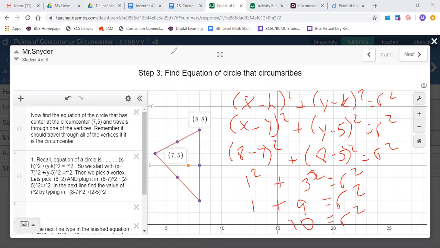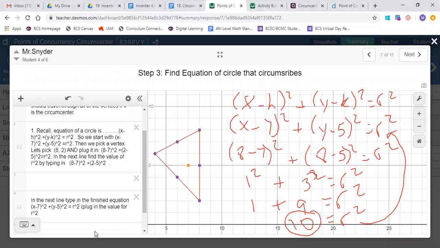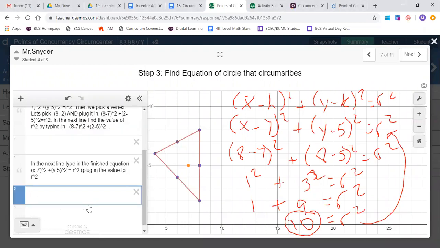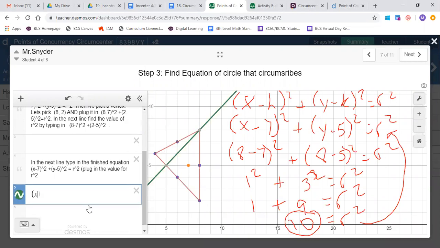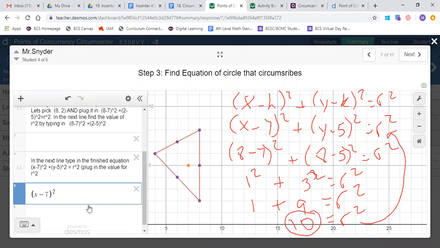And that's as far as we need to go because we're setting up the equation. So I'm going to take this piece right here and I'm going to plug it in right there. So we've already calculated that. That was cell number 2 in this one, but I just calculated it by hand. And I'm going to write out the equation with r² in it. So I'm going to come over here. I'm going to write (x - 7)² + (y - 5)² = 10. Okay, and there we have it.